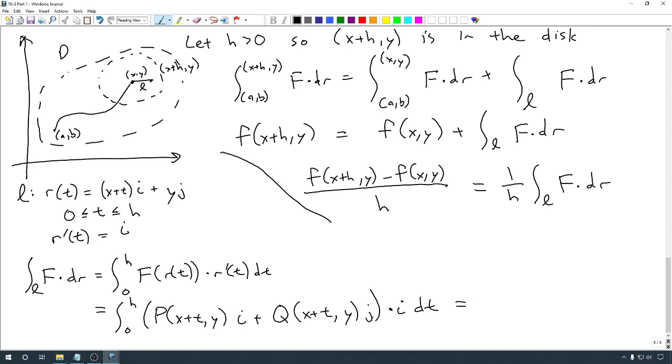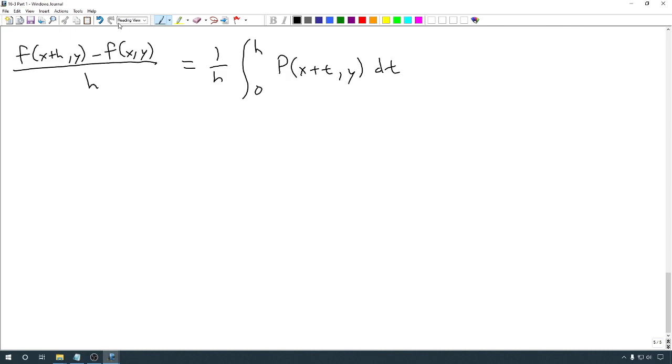But if we're taking the dot product here, we take 1 times P plus 0 times Q, so the Q goes away. It's not involved here anymore. We're simply taking the integral of P of (x plus t, y) dt. And that's what we're going to go ahead and replace in this formula. So now we have this particular quotient equal to 1 over h times this integral. We're going to take the limit as h goes to 0.